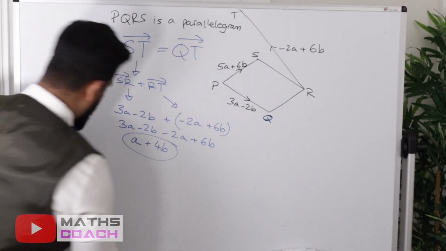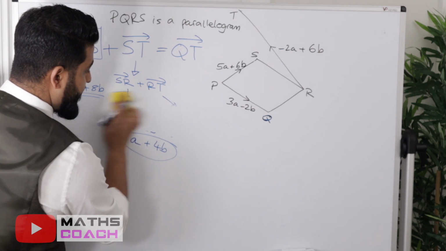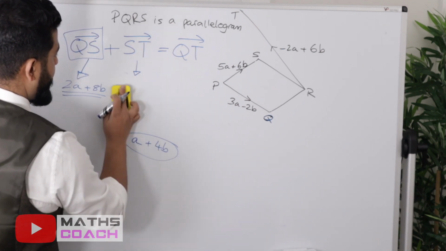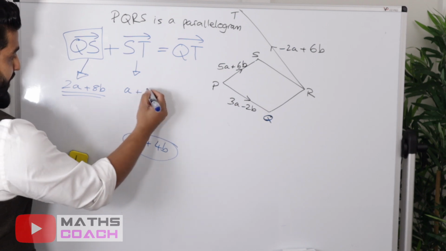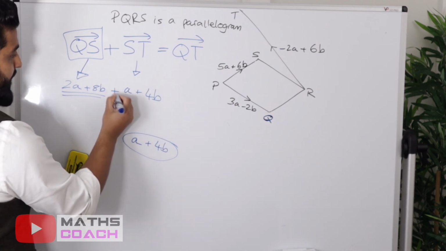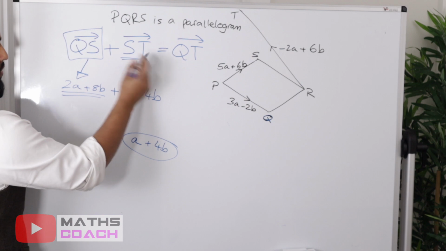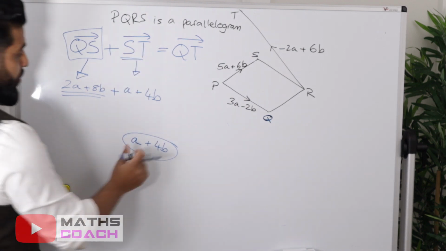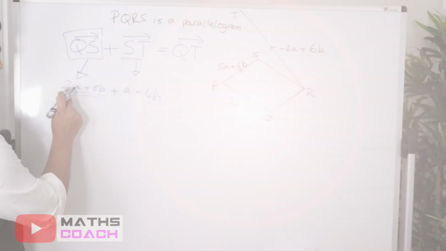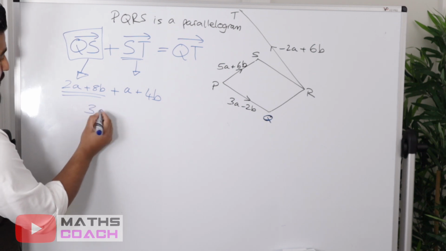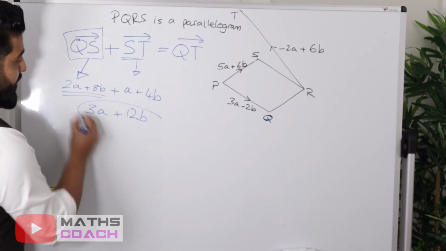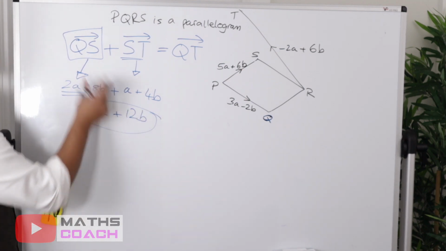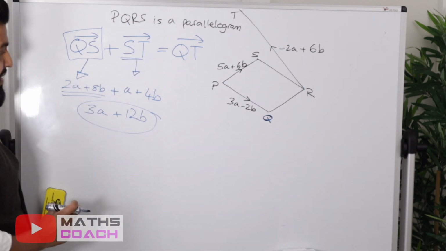Once again, I'm going to rub out all of this work and just write down here that ST is a plus 4b, and I'm going to add them up. Now, what do I get when I do add them up? 2a plus a, which is 3a, 8b plus 4b is 12b. So that is the addition of QS and ST.